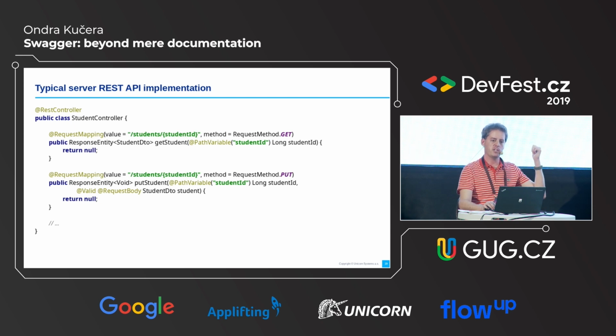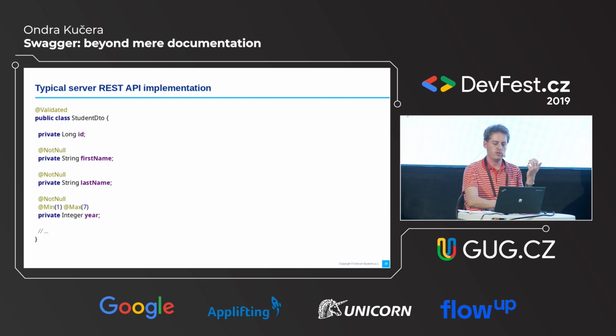But all of this has to be there, and I must not make a mistake, because if I do, it will stop working, or it will be on a different address, or if I forget to put this valid here, it will actually work, but it will not validate the input data, which I probably want Spring to do for me. Same goes for the student DTO. Again, if I forget this not null here, well, then first name won't be required, and I want it to be required, right?